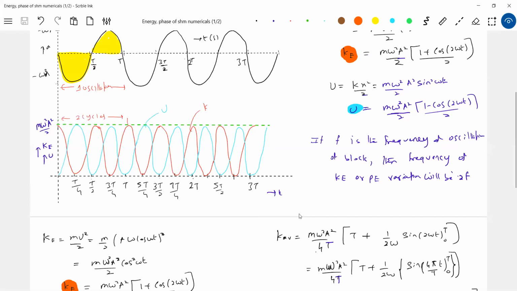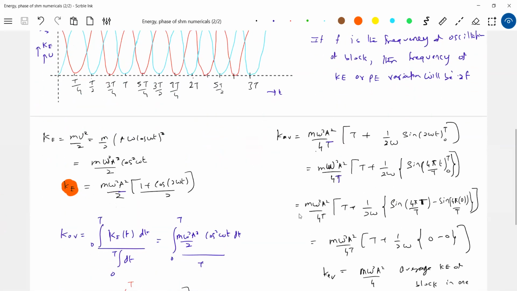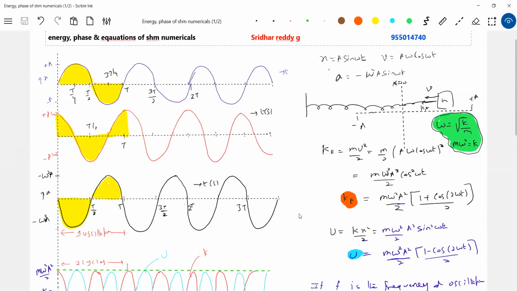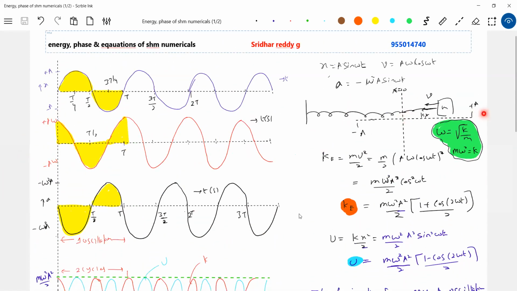Able to get this? So I may ask for one full cycle. I may ask for half cycle. I may ask for quarter cycle. Okay, what should you do? Put the limits here, change the limit 0 to T by 4. Or what is the average kinetic energy possessed by the particle when it moves from mean to extreme? Mean to extreme means one quarter of the cycle, no?